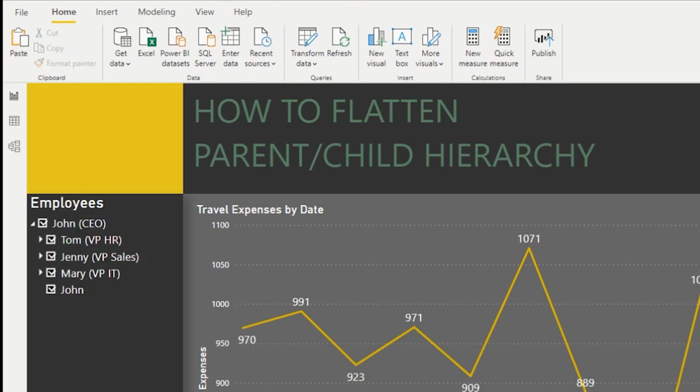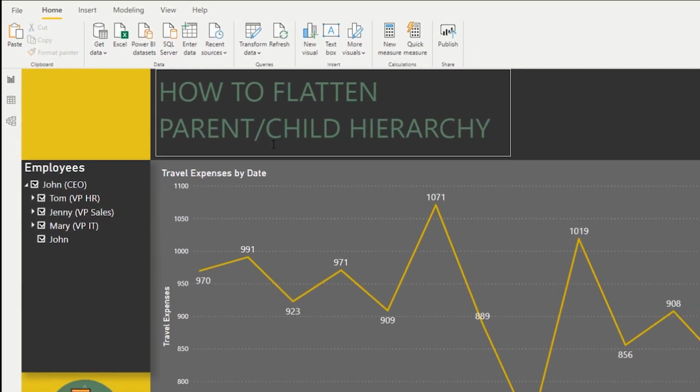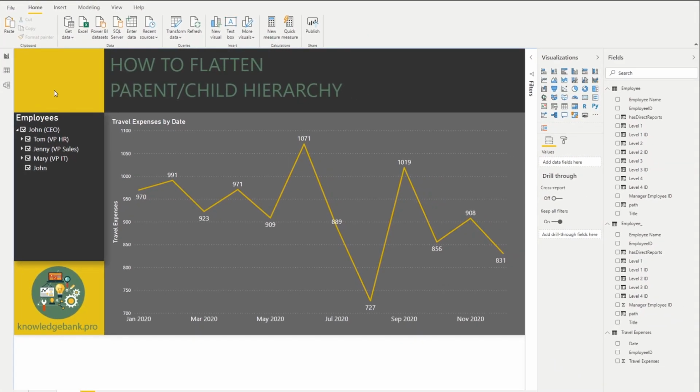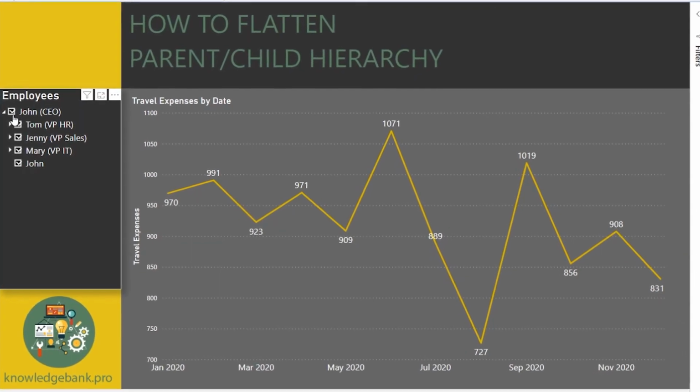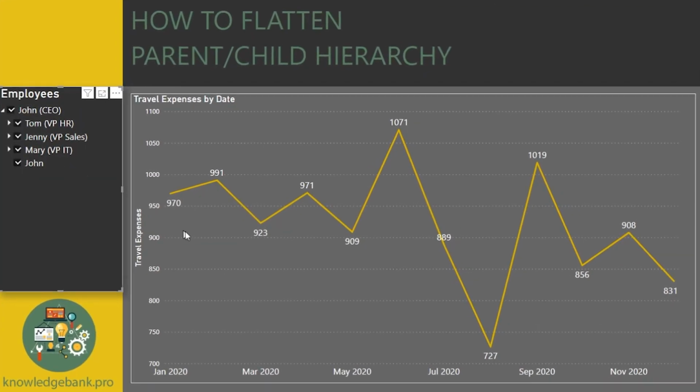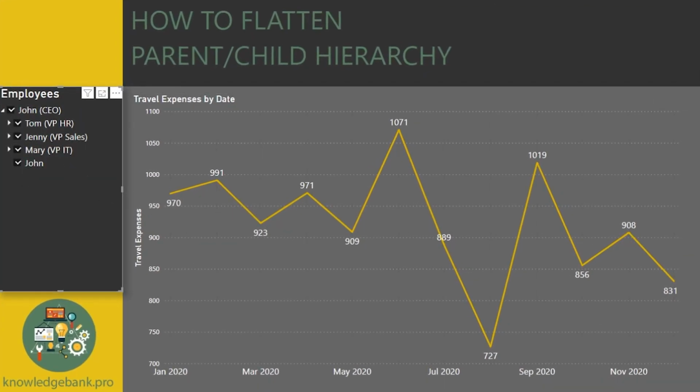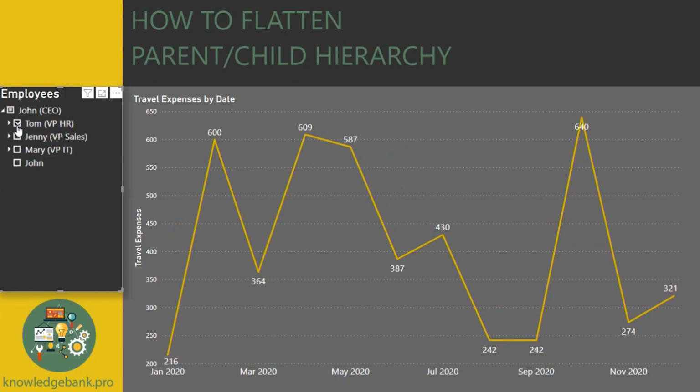So I've done a little bit more work on formatting the slicer to match the theme of the report. And now we could do a little bit of testing. If I have everything selected, I'm looking at travel expenses for the entire company. I can uncheck Tom, John, just look into HR. This is my travel expenses for HR.